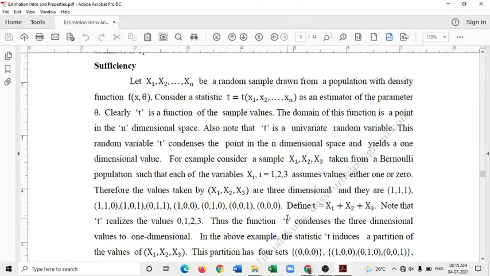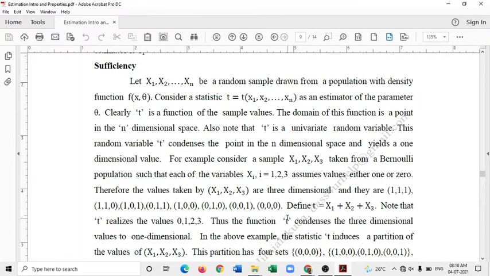The next property of a best estimator is sufficiency. In order to discuss this property of sufficiency, we consider a sample x1, x2, etc., xn taken from a population with a density f(x; theta). Here theta is the parameter of the distribution and our aim is to obtain a sufficient estimator of theta. For that we propose a statistic t, which is a function of x1, x2, etc., xn as an estimator of theta, that is t(x1, x2, etc., xn).